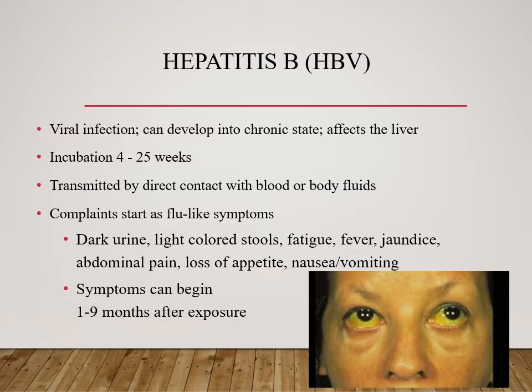Hepatitis B. Hepatitis B is a viral infection. It can develop into a chronic state and it affects your liver. The incubation period is approximately 4 to 25 weeks. It is transmitted by direct contact with blood or bodily fluids. Complaints start as flu-like symptoms: dark urine, light-colored stools, fatigue, fever, jaundice, abdominal pain, loss of appetite, nausea, vomiting. Symptoms can begin 1 to 9 months after exposure.